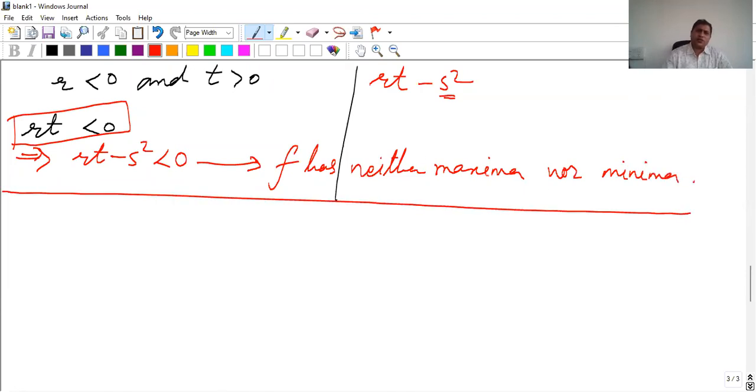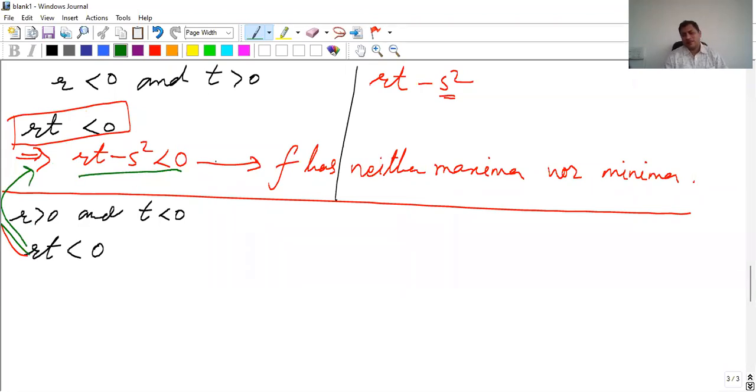Now let us turn the situation either way. So now I consider R greater than 0 and T less than 0. What will happen to RT? Again negative. So again it will go to the same situation. Same thing will happen. So again, RT minus S square will be less than 0, so again you will have neither maximum nor minimum.